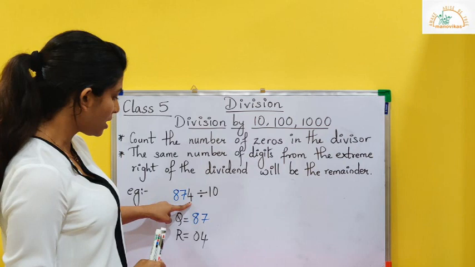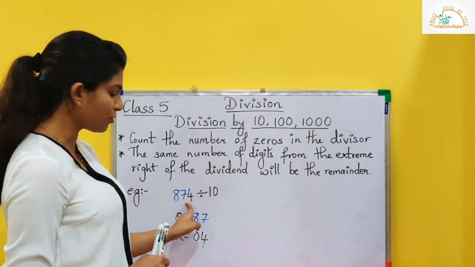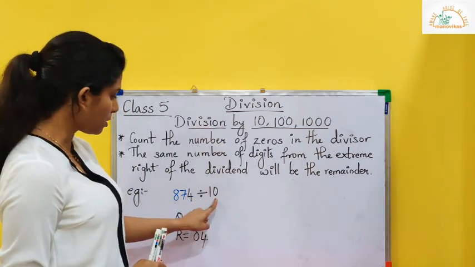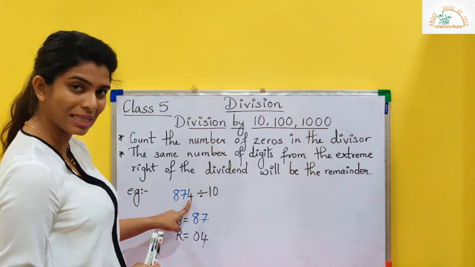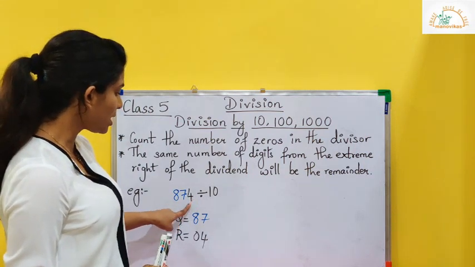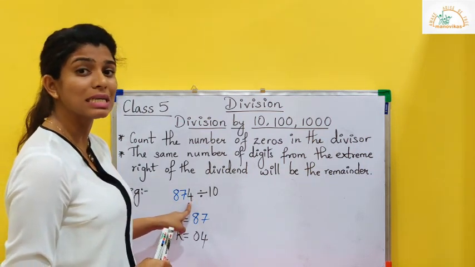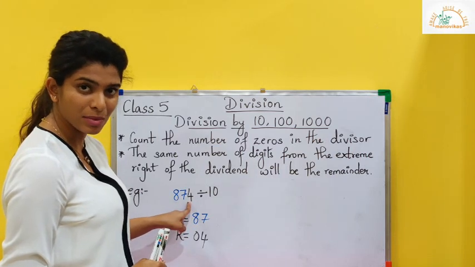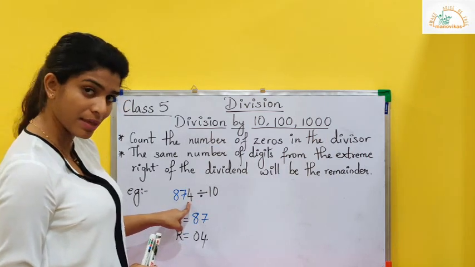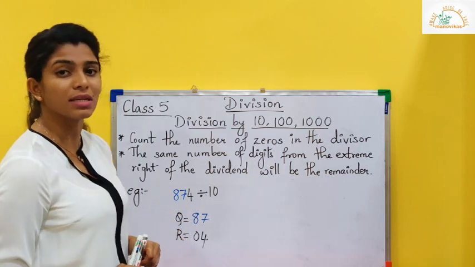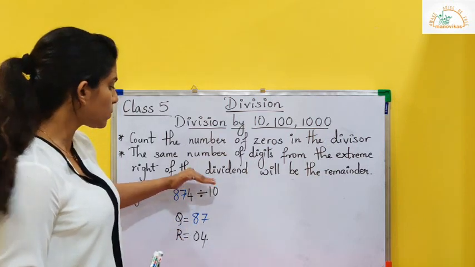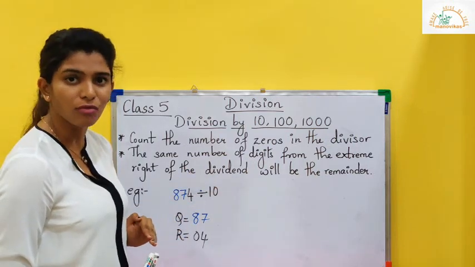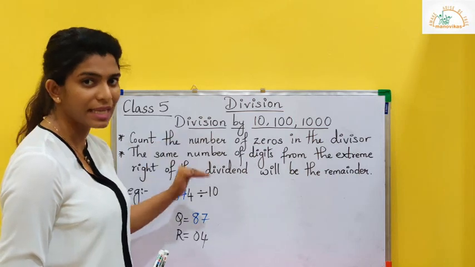So this is the dividend. The extreme right here is 4. So same number, one digit. Here it is 4. So this will be the remainder. 4 will be the remainder, and 87 will be the quotient. Now this was a shortcut way of doing division by 10.